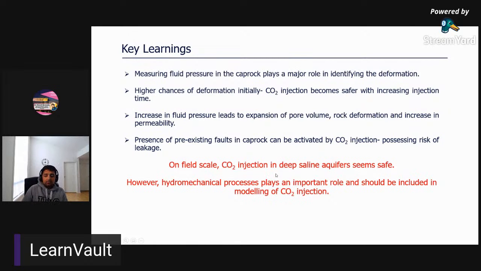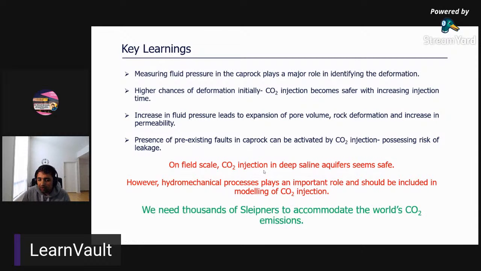So on a field scale, from the studies that have been done so far, CO2 injection overall, I would say, seems very safe. But hydromechanical processes, like I pointed out, should be included in the modeling. Overall, to reverse climate change, we would need thousands of fields like Sleipner to accommodate the world's CO2 emissions.